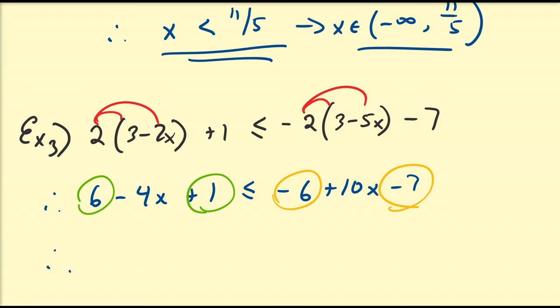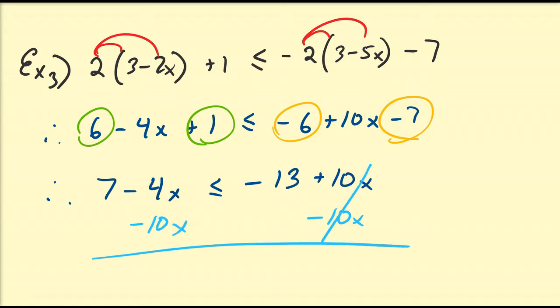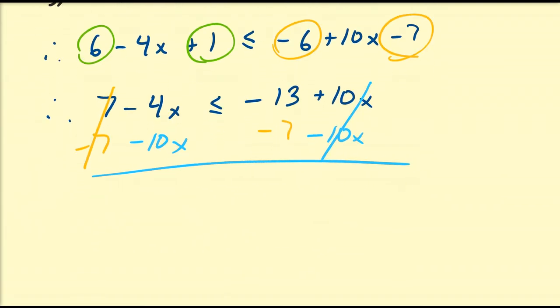I'm then going to combine like terms on the sides as I can. So 6 plus 1 is going to be 7, so I have 7 minus 4x is less than or equal to negative 6 minus 7, which is minus 13, plus 10x. And now I'm going to isolate my terms as I need. So I'm going to subtract 10x from both sides. I'm going to keep my x's on the left-hand side, so those will cancel. I'm going to subtract 7 from both sides, so those things will cancel.